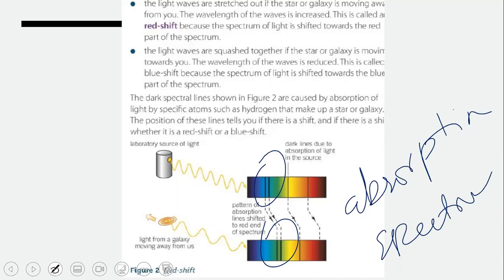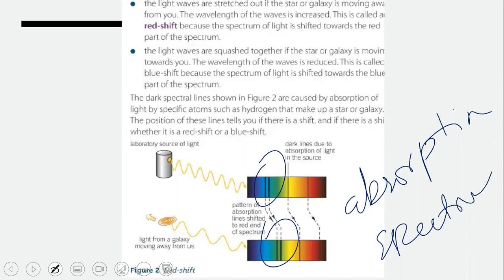If the sun is absorbing light of a shorter wavelength, then the lines will be towards the blue side. That will be known as a blue shift. If the wavelengths that you're absorbing are shifting towards the blue side, that is known as a blue shift. And if the wavelength that is being absorbed by the star or the galaxy, whatever you're studying, is shifting towards the red side, then you are observing a red shift.